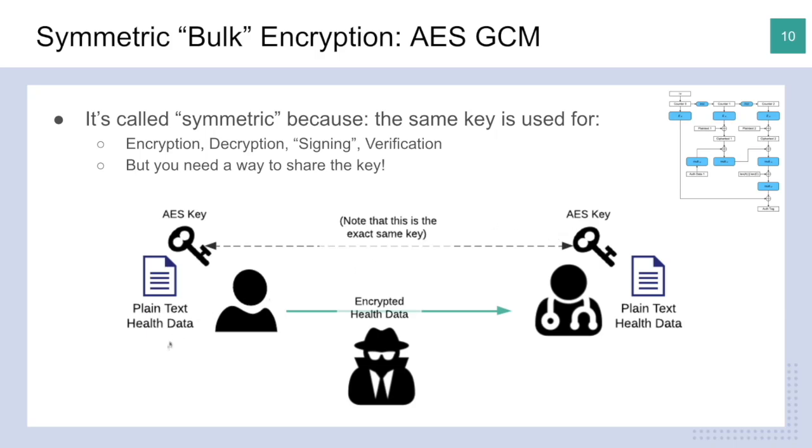So let's say we have a patient with plain text healthcare data on one side. They encrypt something with AES and they send it to their doctor on the other side. And now they decrypt it over here with an AES key, and then they have the plain text health data here. In between, the bad guy only sees encrypted health data, so they can't see anything else. The problem being, how do we make sure that this key gets from the patient to the doctor or vice versa? And this ends up being important and relatively tricky to do, because it has to be the same key.